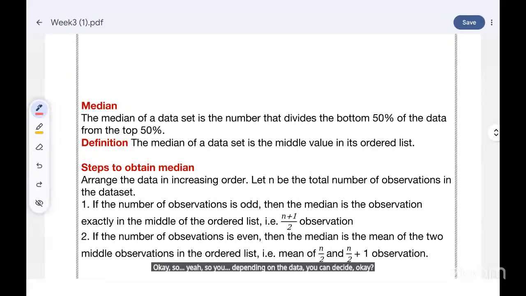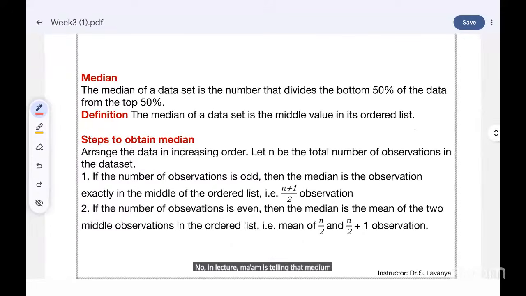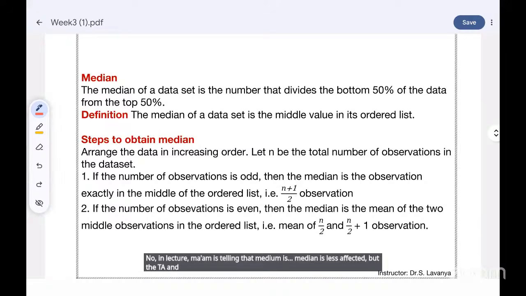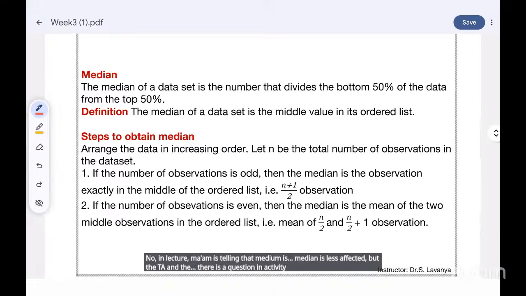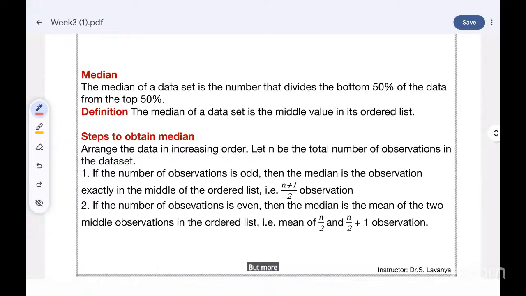But the TA is saying in today's session that the mode is the least affected by outliers, not median. Yes, in the lecture it is also told that mode is least affected, then median, then mean. No, in the lecture ma'am is telling that median is less affected, but the TA says so, and there is a question in activity 3 where the option also says that mode is least affected. More or less, mean is the most affected. But I guess there is some issue here.